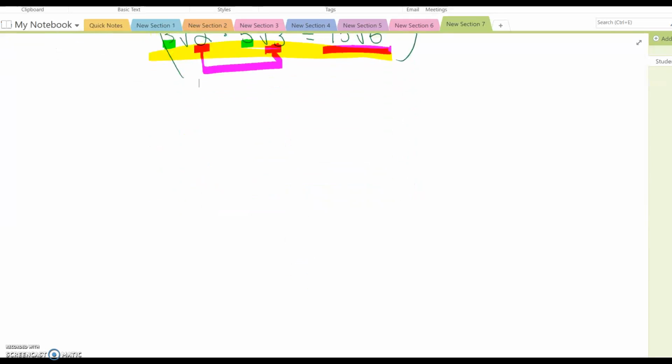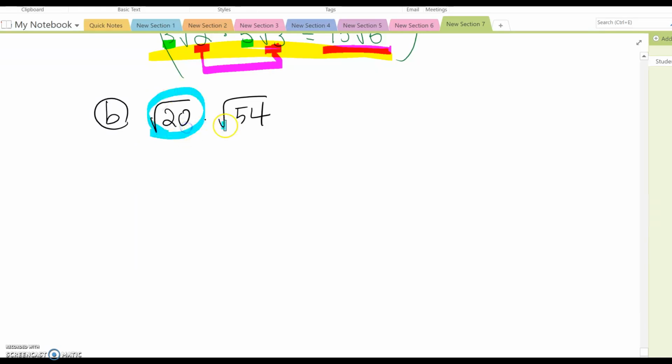Then, what about this case? B, root 20 times root 54. Of course, you can just multiply root 20 times root 54, but somehow we may be able to simplify before we multiply. The reason I'm suggesting this way is because we want to make a simpler number form. Okay, then 20 case. So 20 means 4 times 5 and 2 times 2.